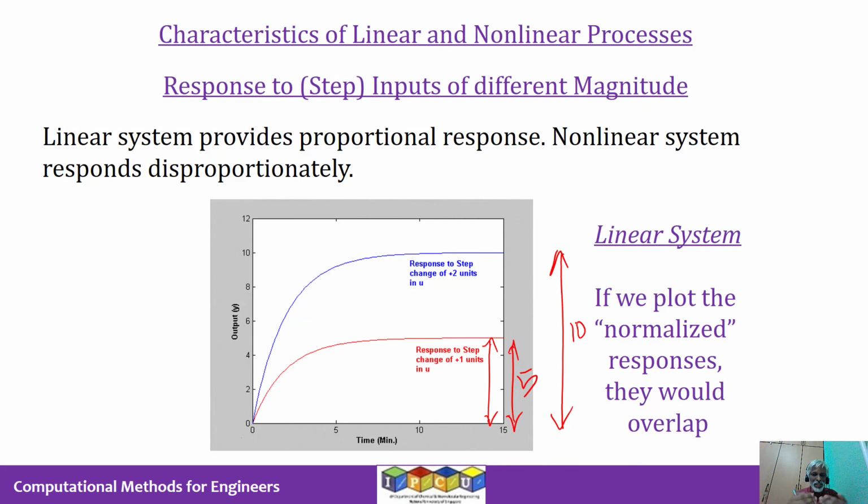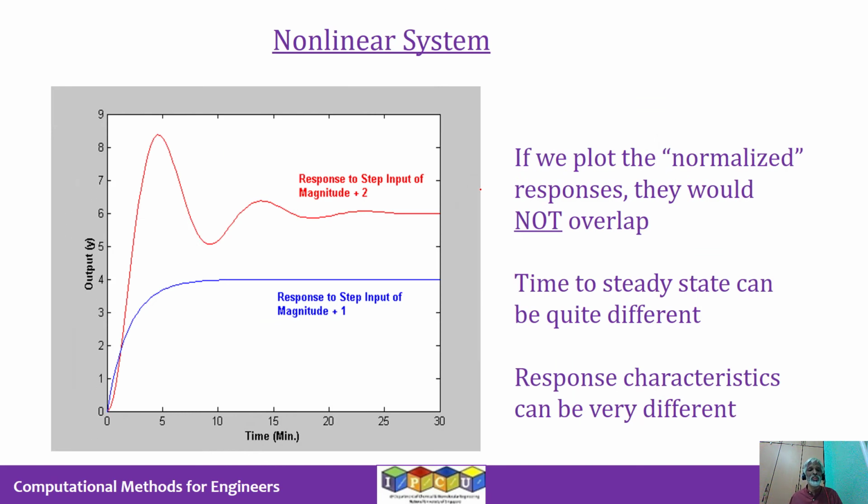So if I normalized these two, if I took the blue curve and divided all the values by 2, then it would perfectly overlap with the red curve, saying the normalized responses are exactly identical. This is the characteristic of a linear system. A nonlinear system will not respond like that. In fact, the response can be qualitatively different. So this is the system response of a nonlinear system.